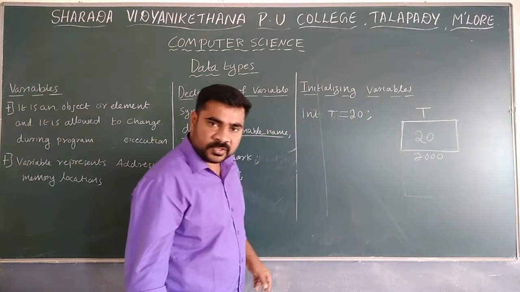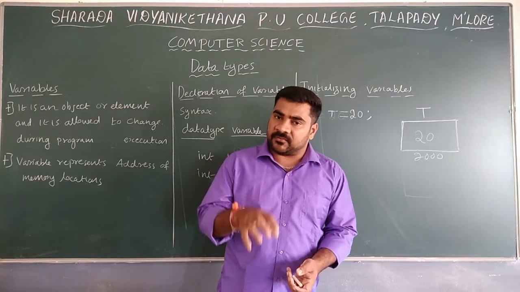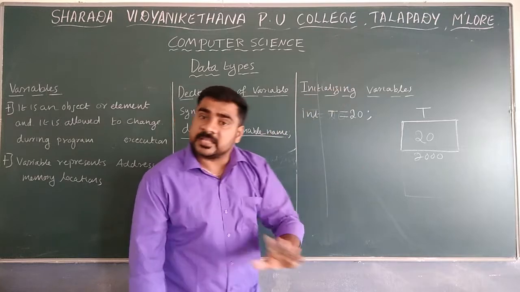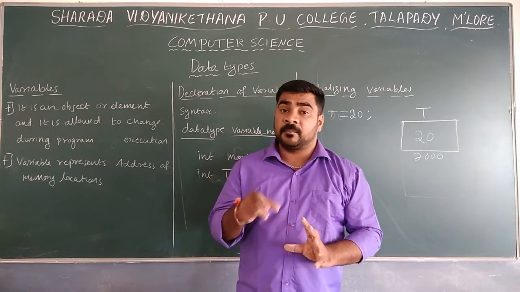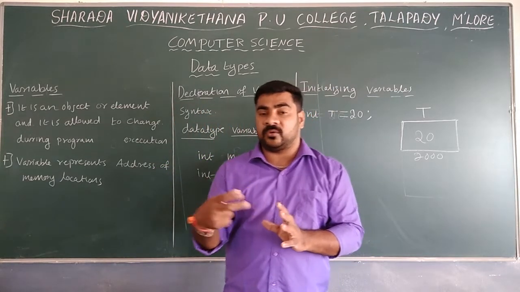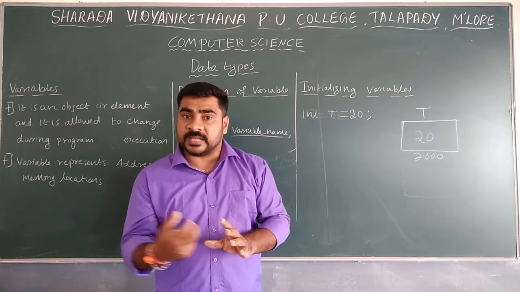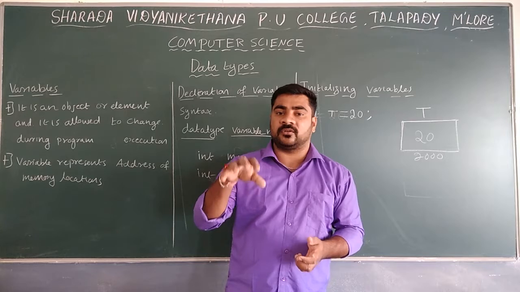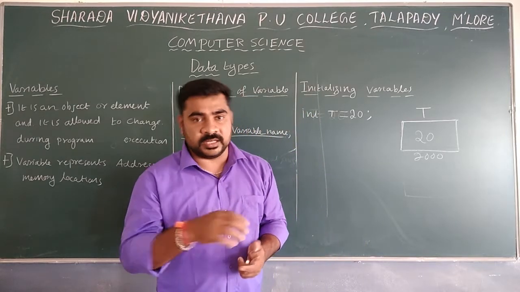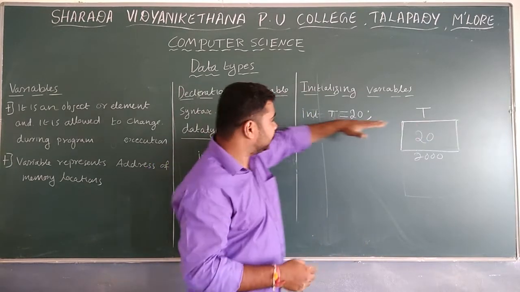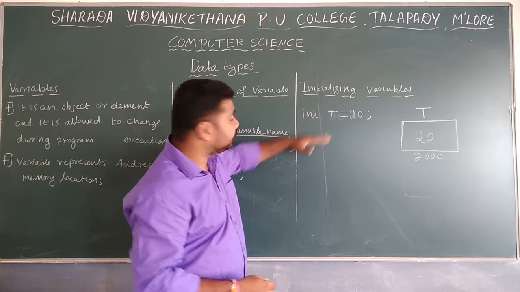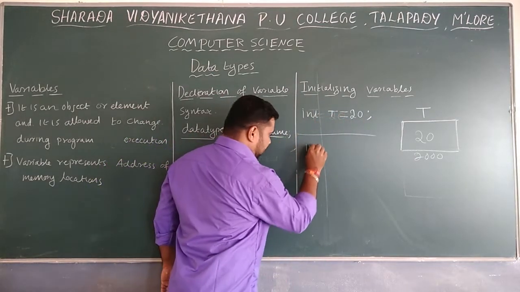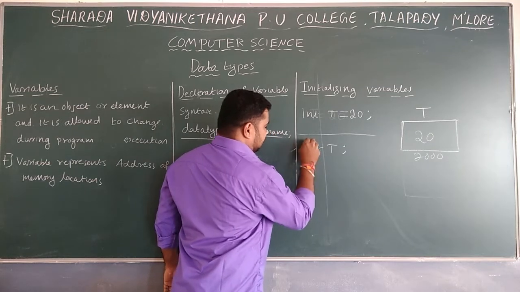So when you create a memory space, after that we assign. One more thing: initializing is also the same as assigning, but assigning means the next time you give any other value. Initializing means the first value. When you give the first value to the particular variable, that is actually known as initializing. So this is the first method. One more method, same thing I will explain: int t, first, this is like a declaration.